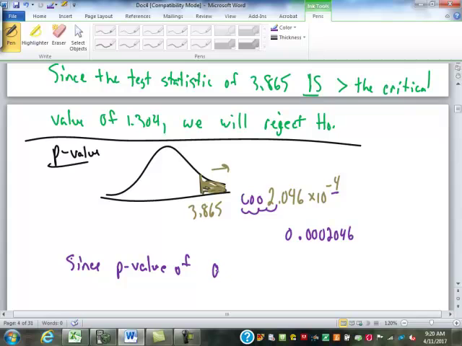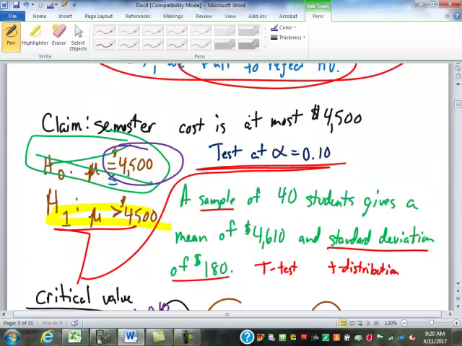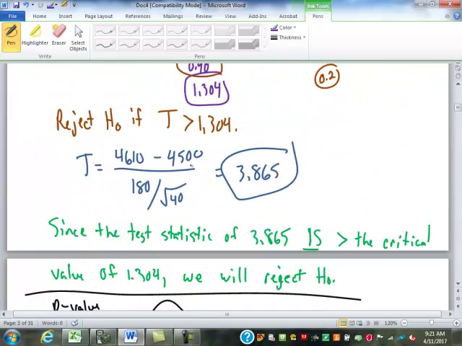of 0.0002 is less than alpha of 0.10, we reject H0. So again, both tests rejected the null hypothesis, and we concluded that the mean cost per semester is actually more than $4,500. That assumption of being at most $4,500 is not correct.